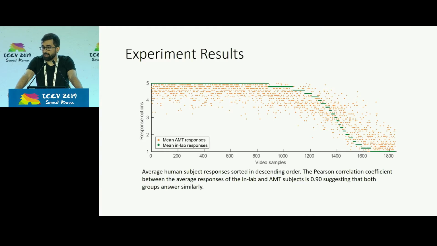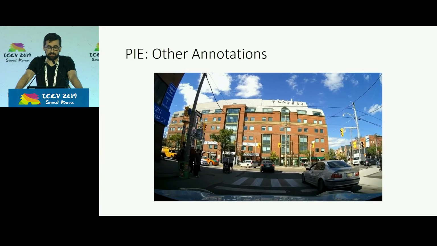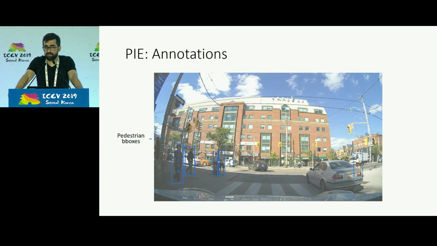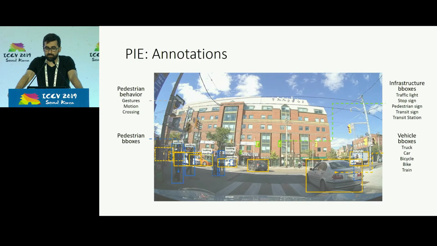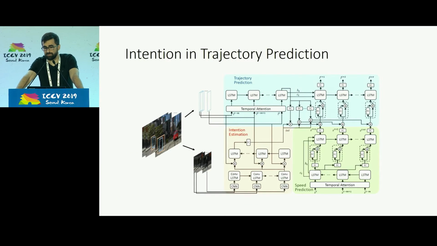Our dataset also comes with other annotations in addition to intention. It also has the pedestrian bounding boxes, the behavioral tags, the bounding boxes for traffic elements, the vehicles, the crossing lines, the road boundaries, and we also have all the information read from the sensors on the vehicle. The proposed model for this dataset is a 3-module model which has an encoder-decoder architecture.